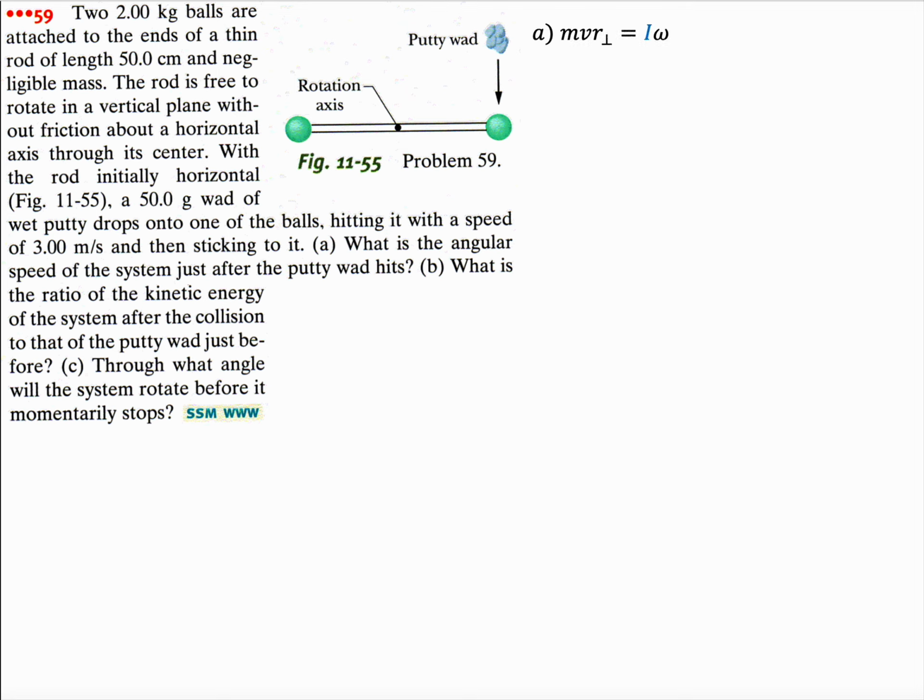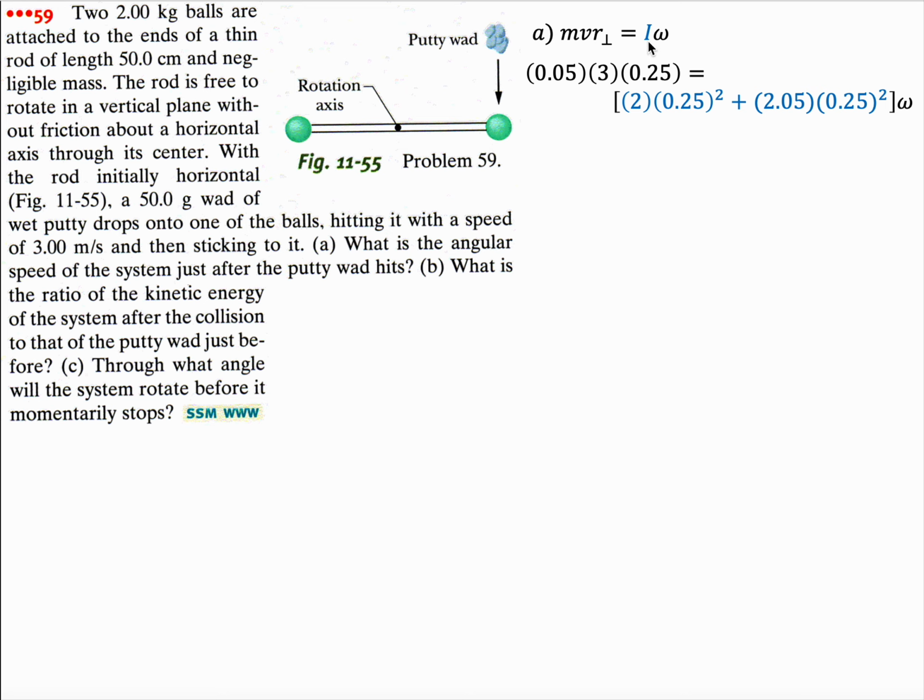What kind of angular momentum does the putty have? The answer is we're using the MVR perpendicular. At the end, it's going to stick to it, and the whole system is going to rotate. We're dealing with I omega. So plugging in, first of all, the clay's angular momentum before the collision is just its mass, 50 grams, times the velocity, which is 3, times the distance, half of the length of the rod, which is 0.25. That's the distance it's from the pivot point.